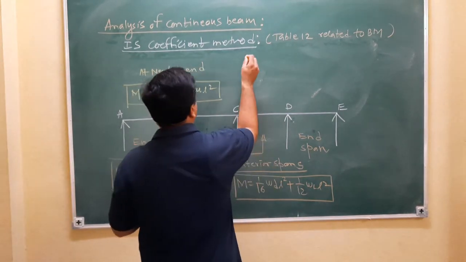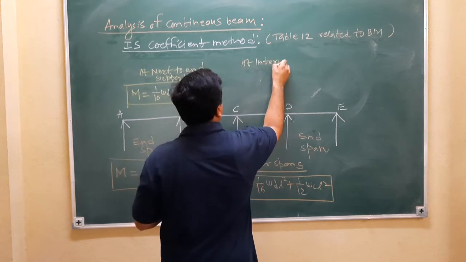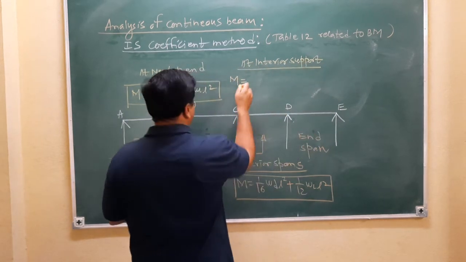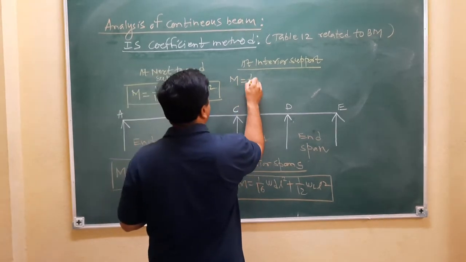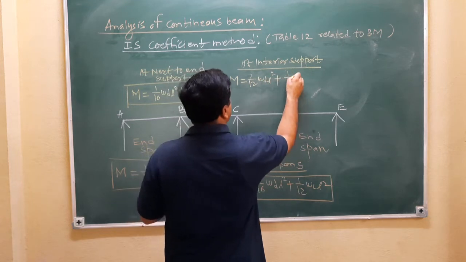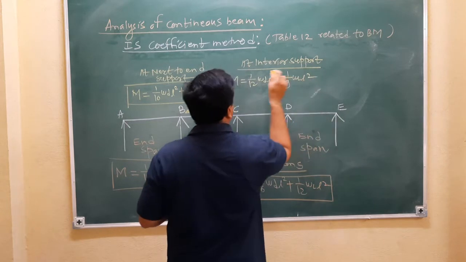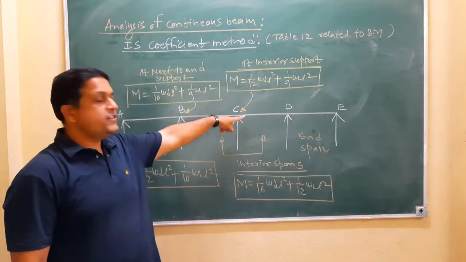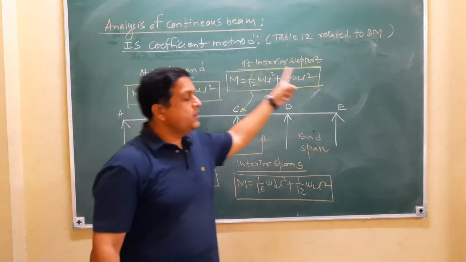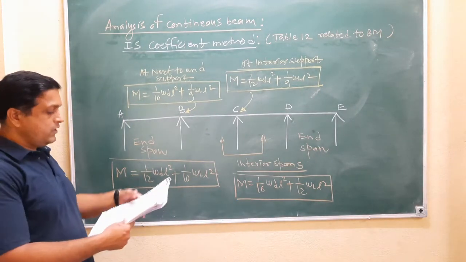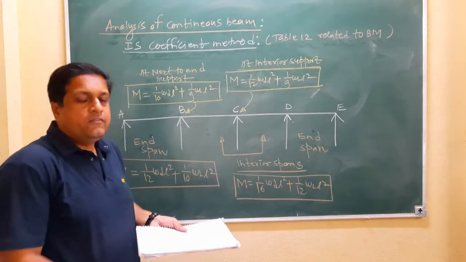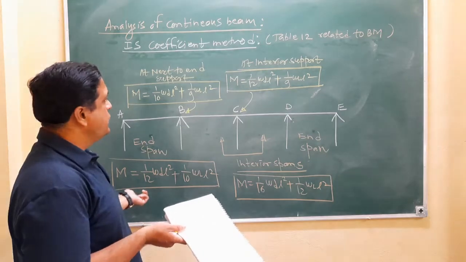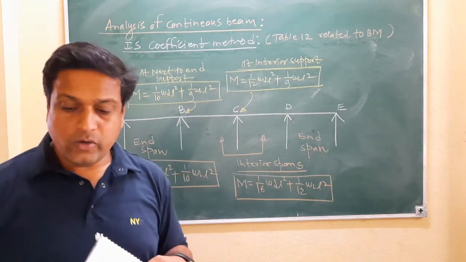Now the bending moment at interior support, how is it calculated? M is equal to 1 by 12, which is the coefficient for dead load, W dead L square, plus 1 by 9, which is for the live load. So these are the bending moment coefficients at interior support. Use all these formulas, which are available on page number 36, Table 12. Find out all these bending moments and analyze the structure, and using that bending moment, you have to design the section.